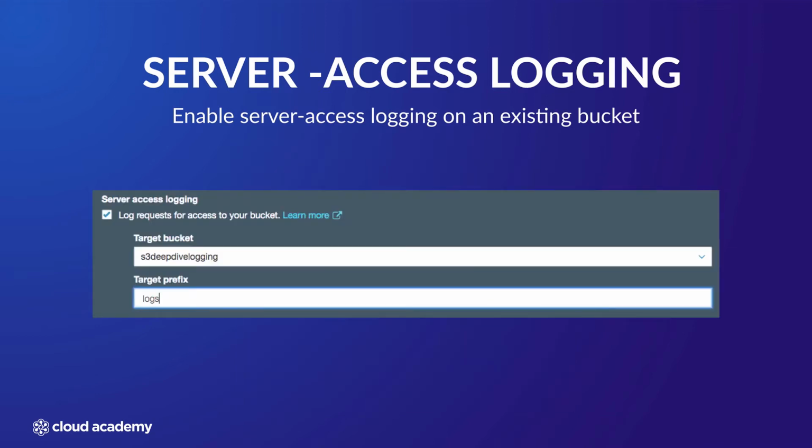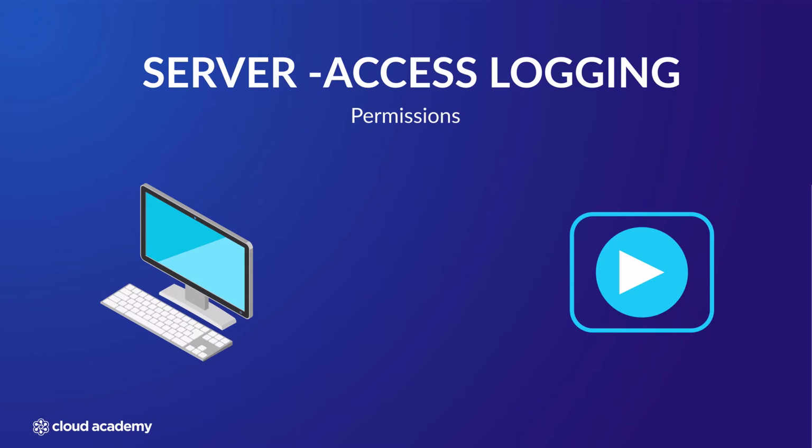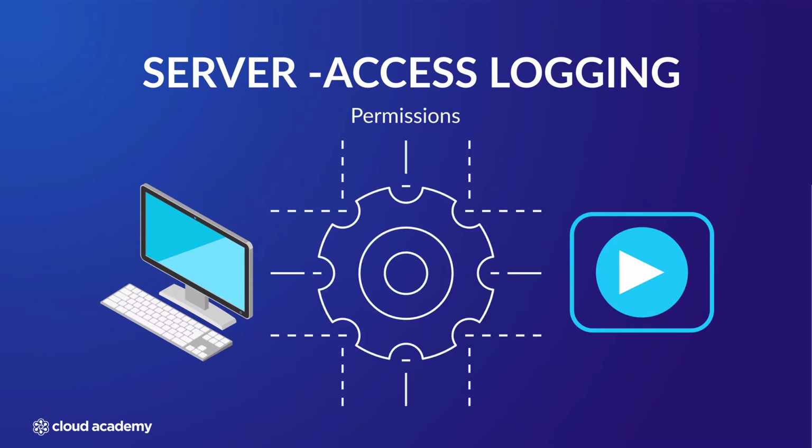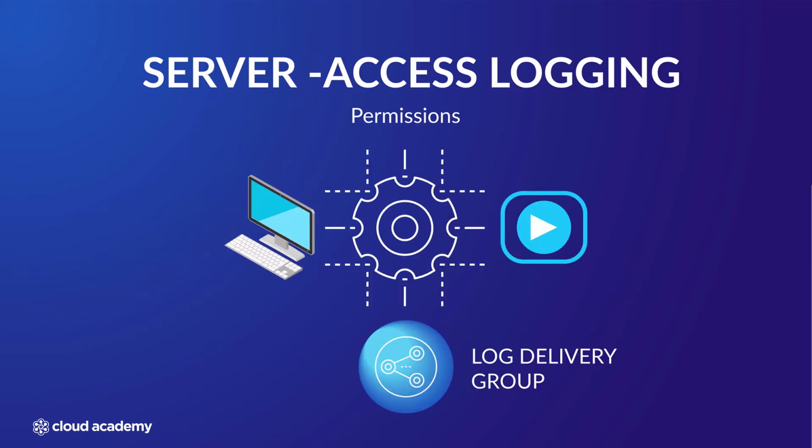Additionally, you can also enable logging on your bucket during its creation. Again, you must select a target bucket and an optional prefix. To allow S3 to write access logs to a target bucket, it will of course require specific permissions. These permissions will require write access for a group known as the log delivery group, which is a predefined Amazon S3 group used to deliver log files to your target buckets.